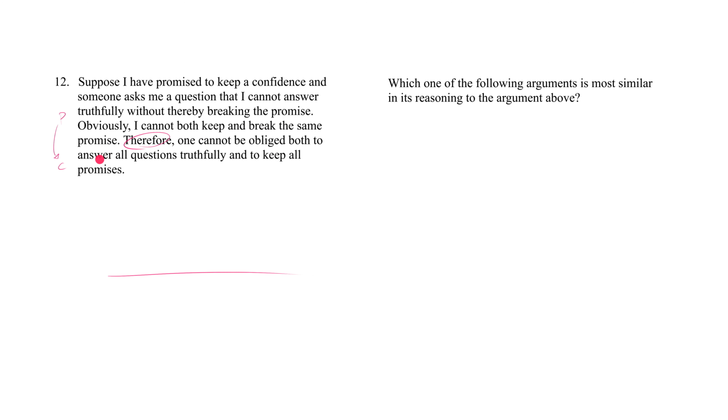One cannot be obliged to both answer all questions truthfully and to keep all promises, right? You cannot do A and B at the same time. That's the "not", here's the "and", here's the A, here's the B. A is an obligation to answer all questions truthfully. B is an obligation to keep all promises, or you can flip the two. It doesn't matter. It's abstracted away anyway, right? Just these two things are mutually incompatible. In other words, why, right? If you didn't read this argument and I just came up to you and said, hey, you know what?